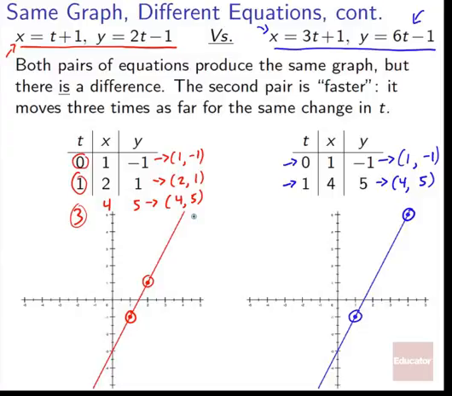So effectively, the blue graph is moving 3 times faster. The amount that it takes one time interval in blue, it would take 3 time intervals in red. So 3 time intervals in red is 1 time interval in blue. So that's one way of looking at it. They have the same picture when we just look at it, but if we think about how fast the point is moving in regards to t changing, they're totally different in that regard.